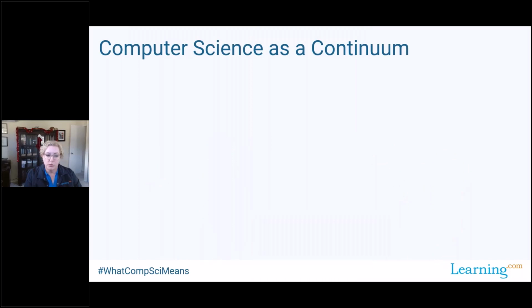At Learning.com, we see computer science as a continuum that includes a range of skills that students must know how to do to be successful in our digital world. And when we think of computer science, sometimes we think of coding, programming, algorithms, but it's really much more than that.